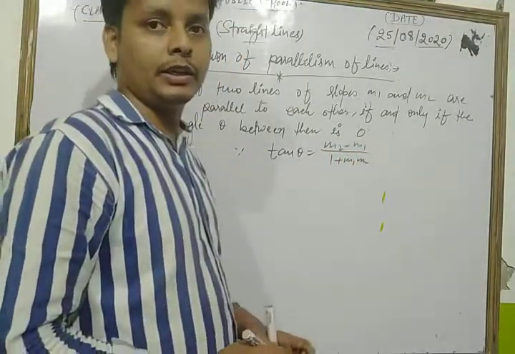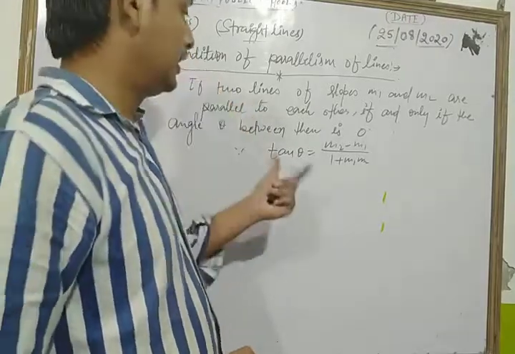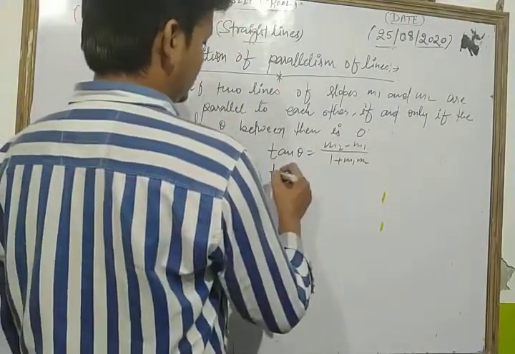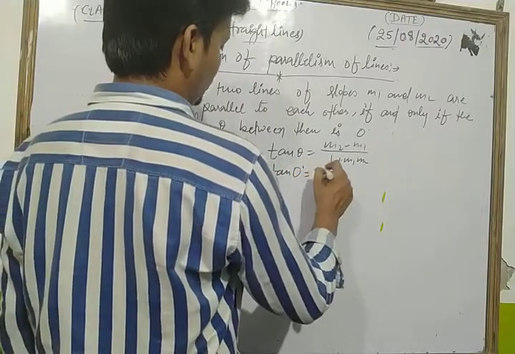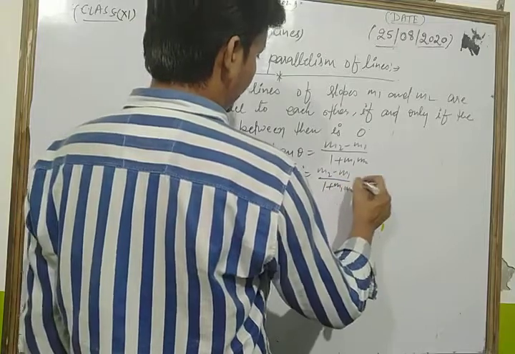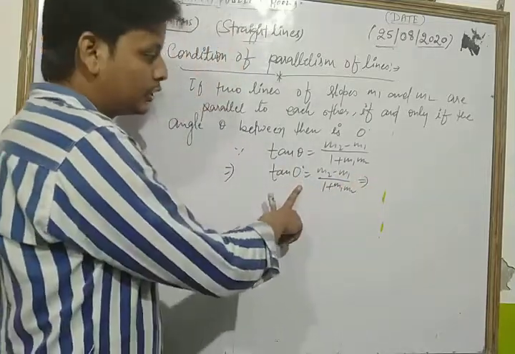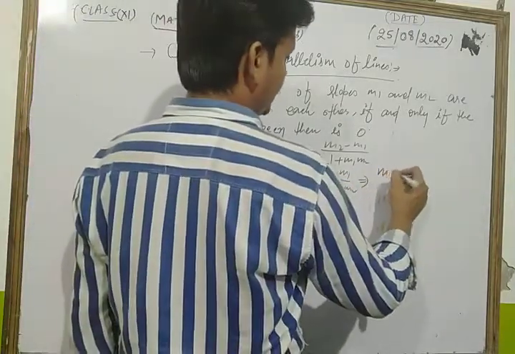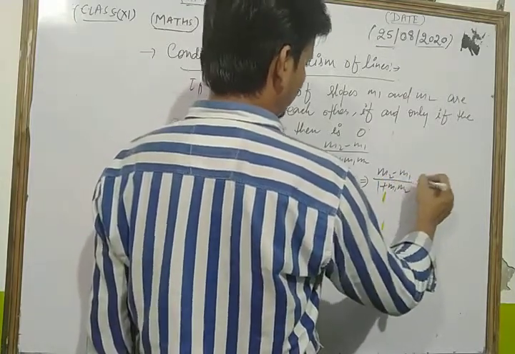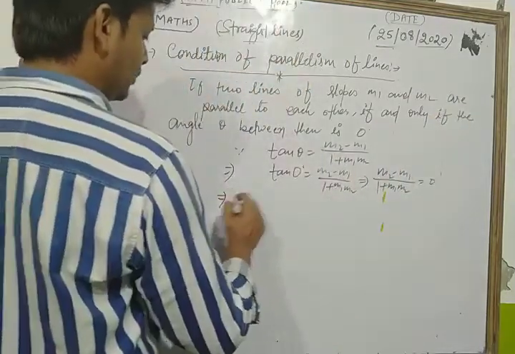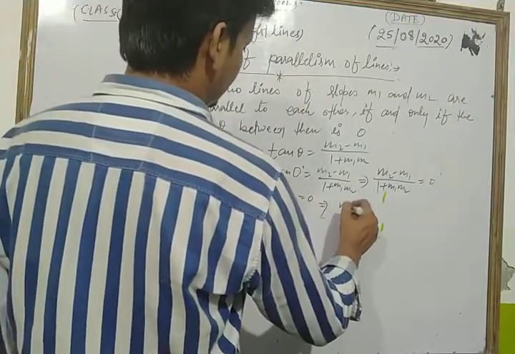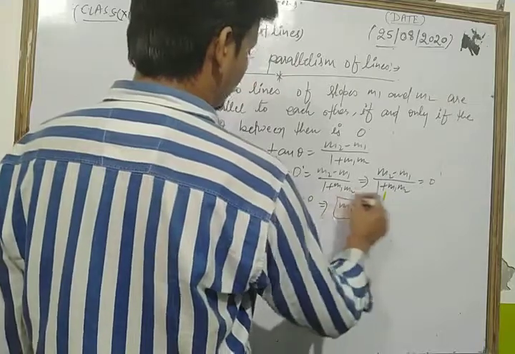We know the formula, dear students. In this condition theta will be 0, so we put theta equal to 0, as tan 0 is equal to m2 minus m1 upon 1 plus m1 m2. Then you know that the value of tan 0 is 0, so we get m2 minus m1 upon 1 plus m1 m2 is equal to 0, so we get m2 minus m1 is equal to 0, so we get m1 is equal to m2.